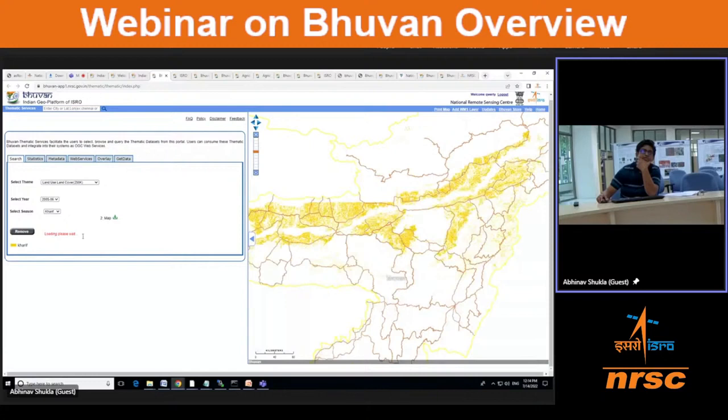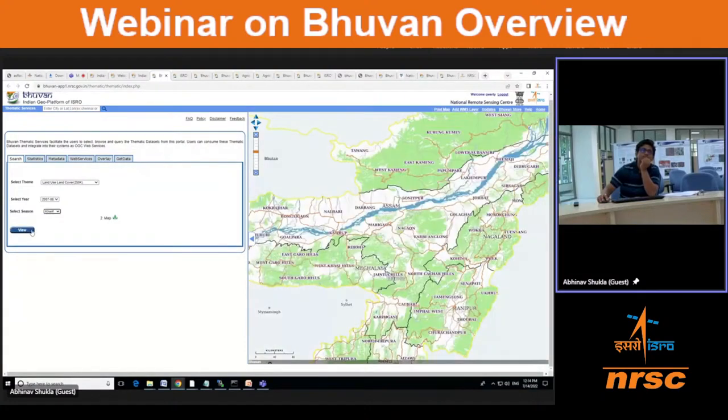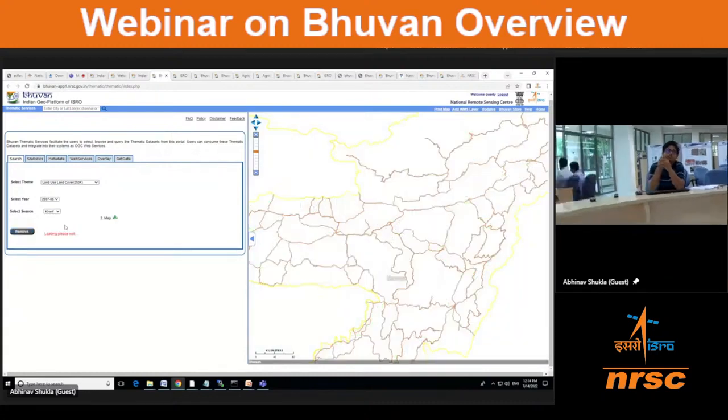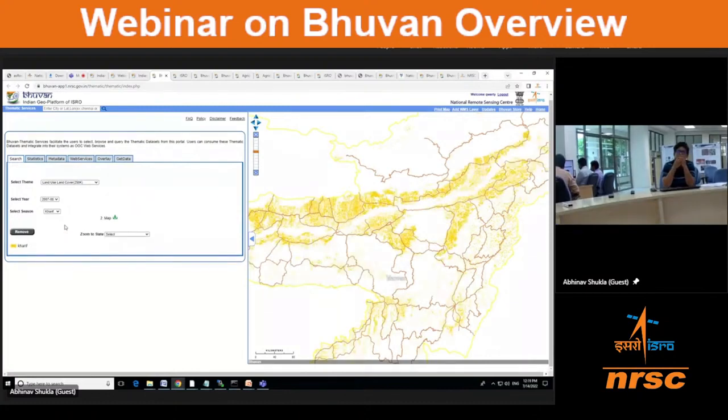Suppose for any given year, can we visualize the changes in land use land cover? There's a question related to this in the chat. It asks whether we can identify the changes, or run an animation showing what the changes were over a given period of time. Is it possible to visualize the data in animation mode?